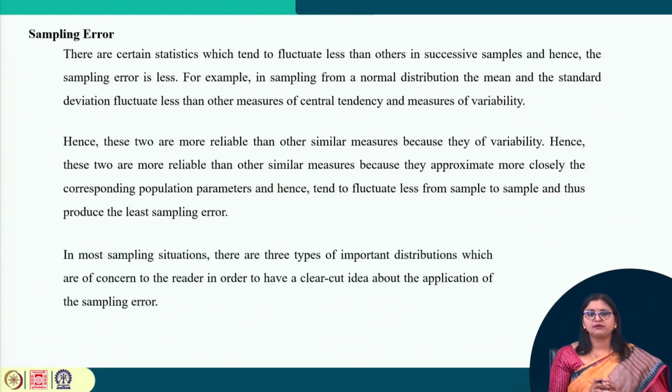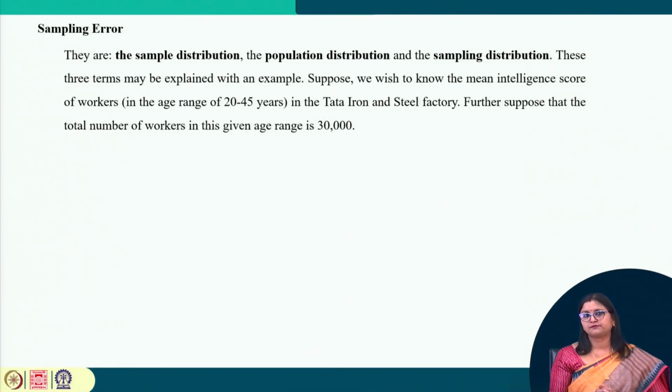In most sampling situations, there are three types of important distributions which are of concern to the reader in order to have a clear-cut idea about the application of sampling error. They are the sample distribution, the population distribution, and the sampling distribution. These three terms may be explained with an example.